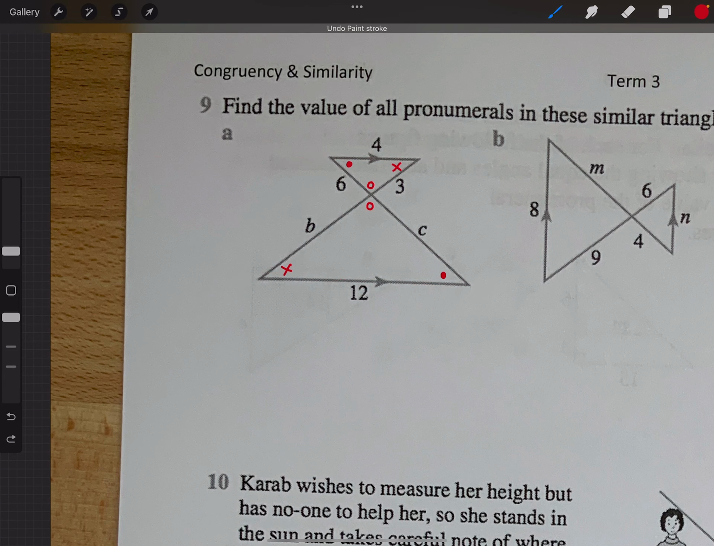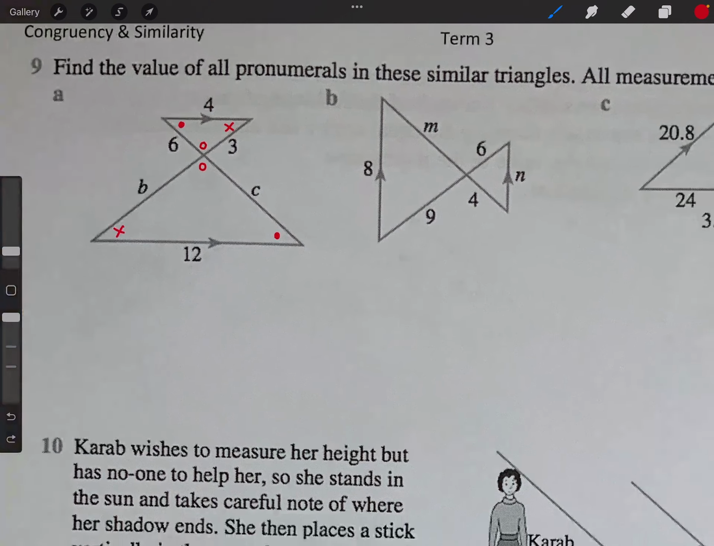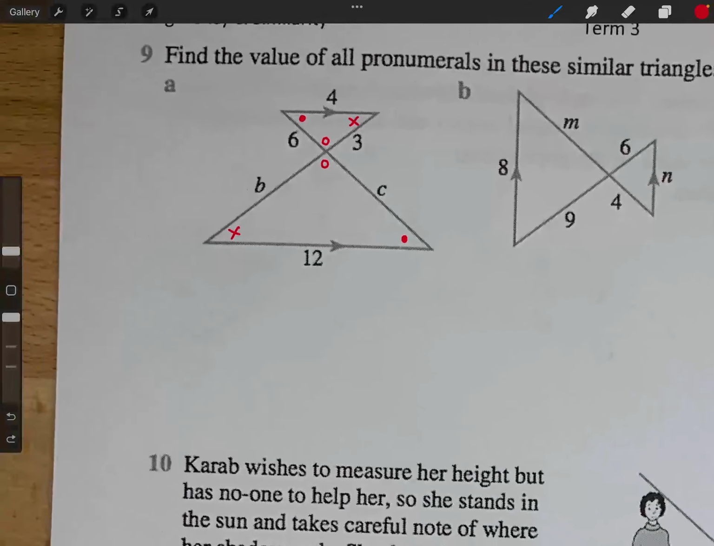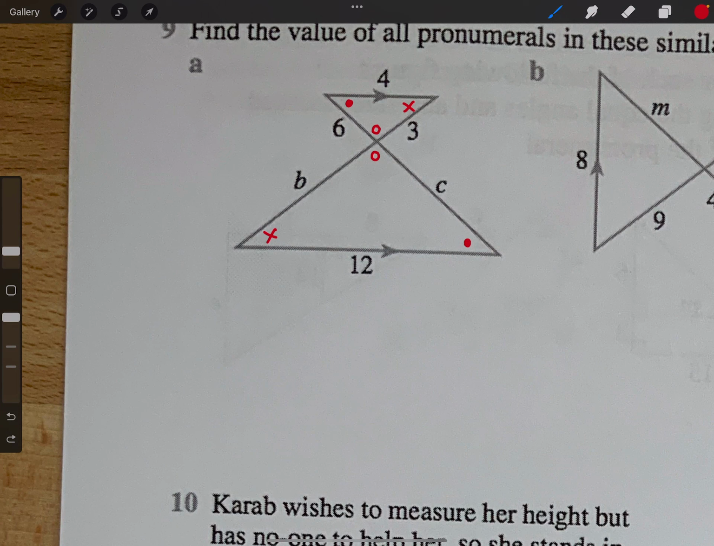Right. Now that we've matched up the angles, we can use similar triangles to figure out missing lengths or angles. In this case, missing lengths. Okay, so let's see. I want to find the length B. Now the length B is opposite the angle that has a dot. So opposite the angle with a dot is your 3.